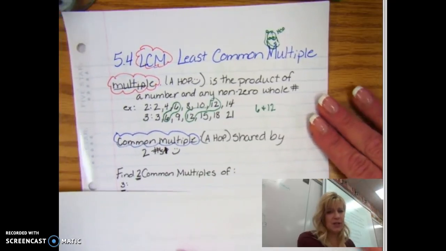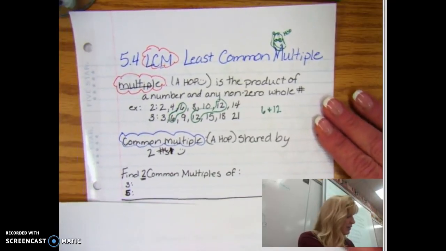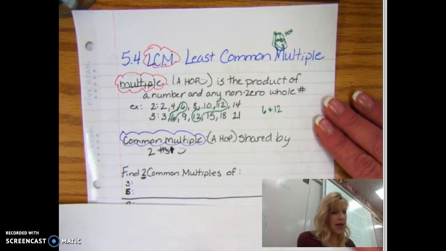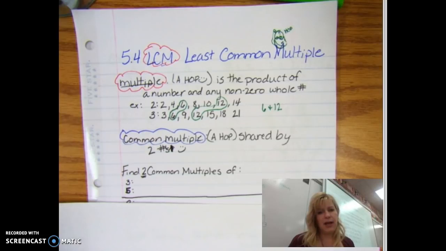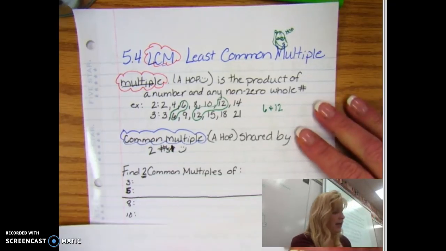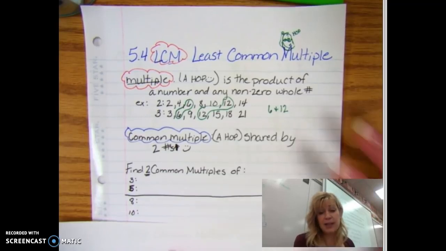So we're going to find 2 common multiples of 3 and 5. So I'm going to pause the video, and you pause it too, and I'm going to have you do 3 and 5 and 8 and 10, and we'll come back together and see if we have the same ones in common.